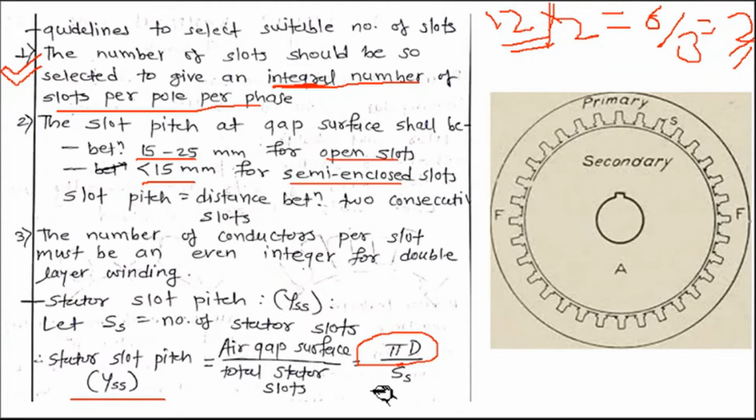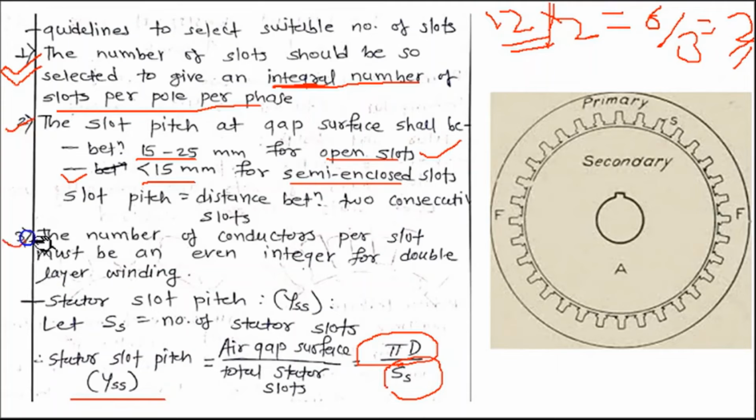Then, as you all know, you will get the stator slot pitch, that means the distance between two consecutive slots. So it should be between 15 to 25 mm for open slots, and it should be less than 15 mm for semi-enclosed slots. Now this is the second guideline.